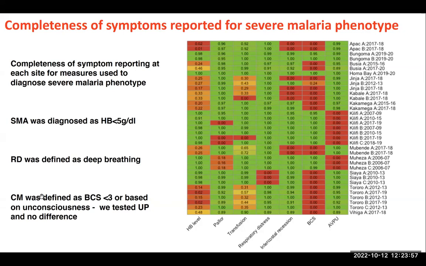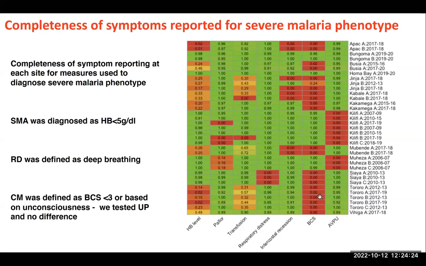Finally, the third common phenotype was cerebral malaria, and cerebral malaria was defined as a Blantyre coma score of less than 3, and the reporting coverage of BCS is shown on this panel. Additionally, the child's neurological status based on the AVPU scale was used, and in this case, unconsciousness level was deemed equivalent to a BCS of less than 3, and the coverage of AVPU is shown here.